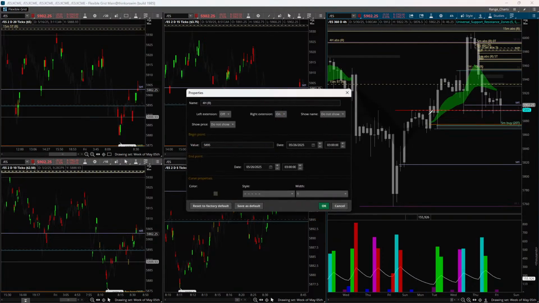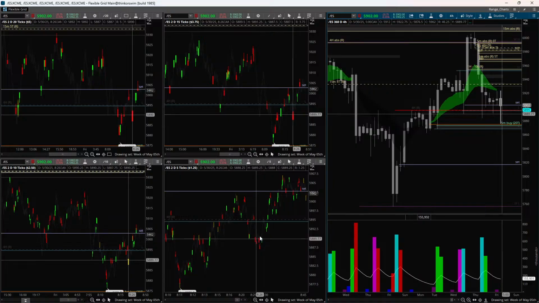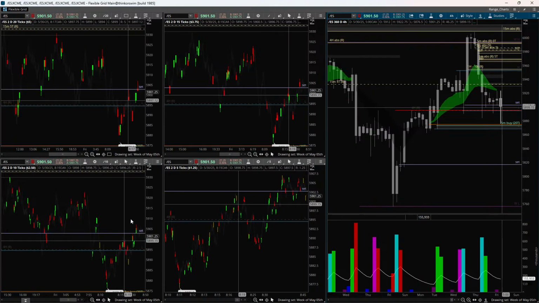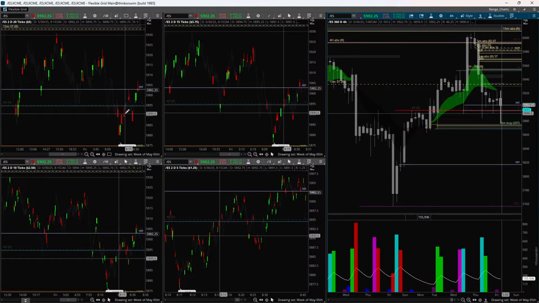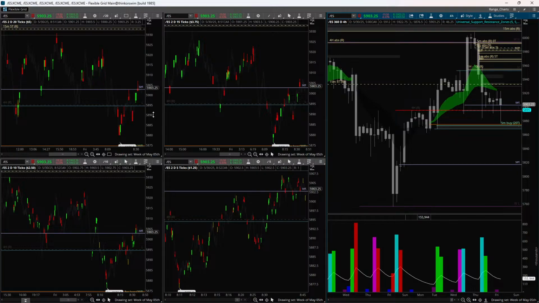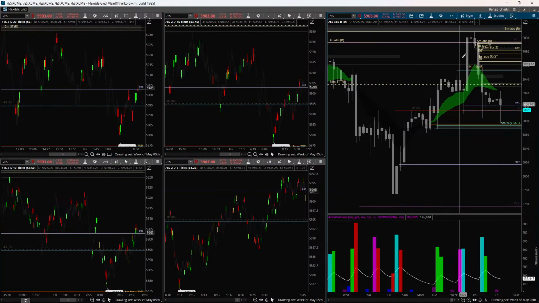Let's make sure the name appears on the left side. Then we're looking for any volume around that area, which I don't really see. I don't see anything really exuding volume around this area, so right now it's just a level for a level.